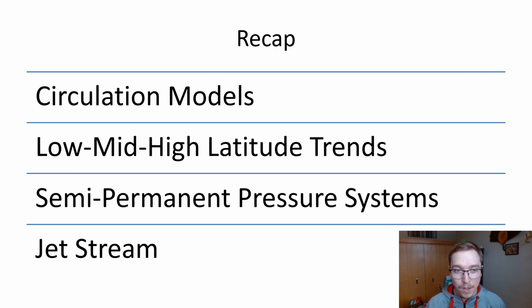So that's all for this video. Here we talked about circulation models, low, mid, and high latitudinal trends, semi-permanent pressure systems, and our jet stream. So in the next set of videos, we're going to look at more of these atmospheric patterns and ocean circulation patterns, things that, aside from just pressure differentials, really drive the variations and variability of meteorological phenomena across our world.